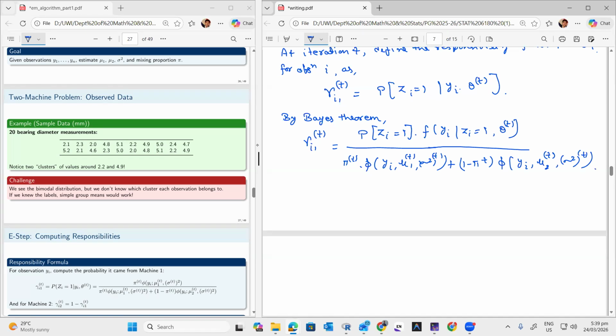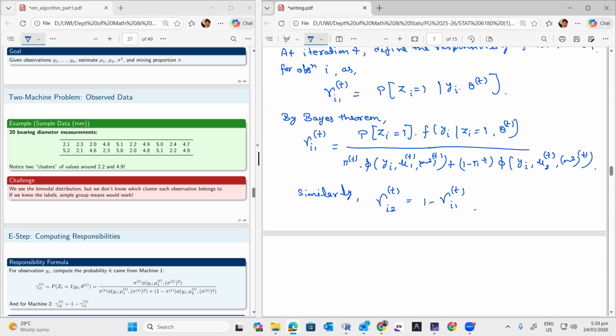So that will be your E step, and similarly gamma i2 t basically means it is coming from the second component, that is 1 minus gamma i1 at the t-th iteration. So gamma ikt is called the responsibility of the k-th component for observation i. This is the simple assignment probability rather than complex cluster labeling.